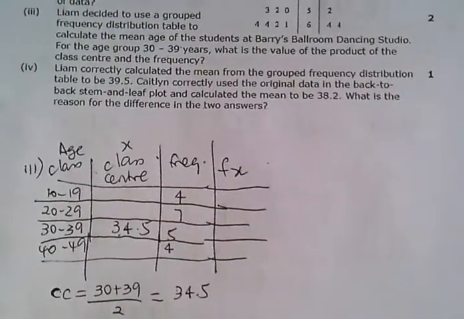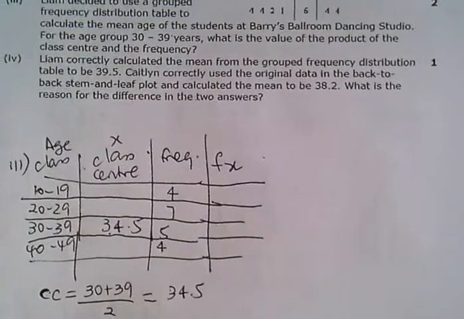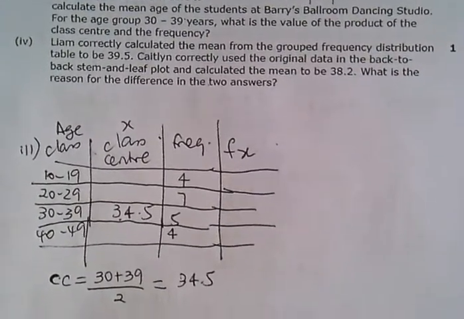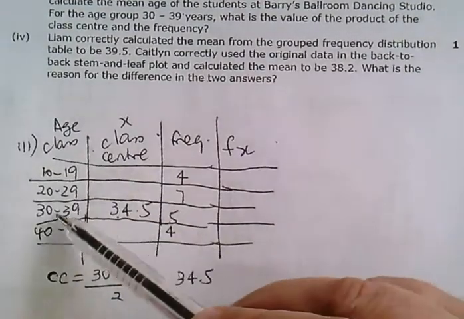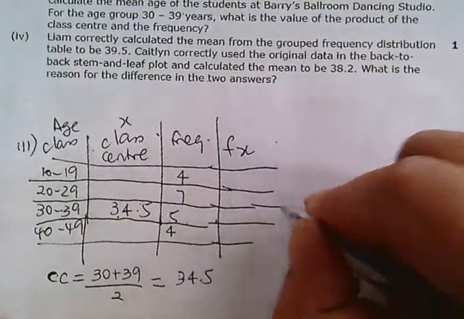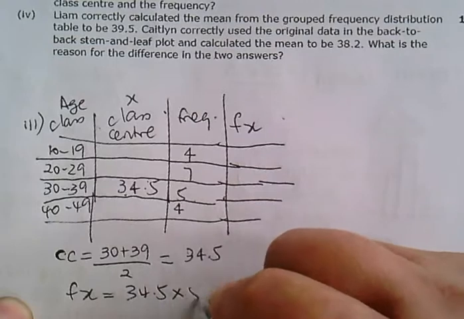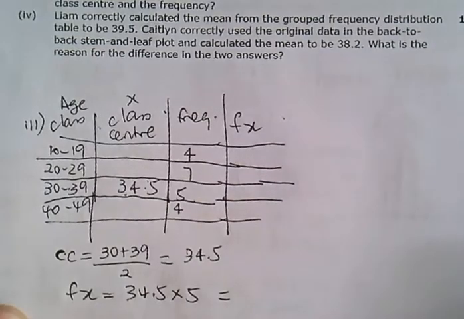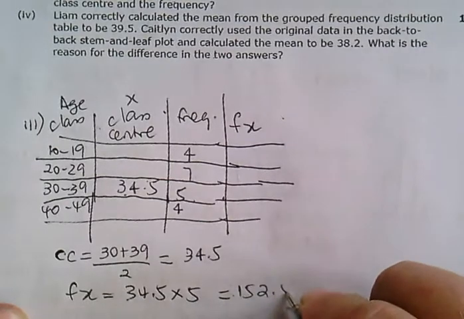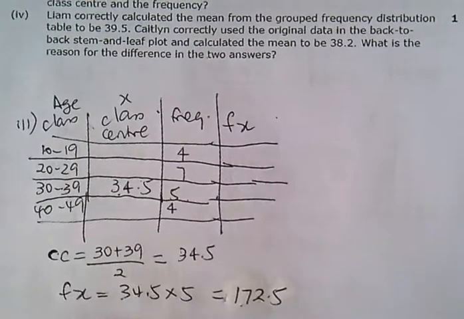It's an exam question. It would be too much work to do it all. They just want to see if you know how to do one row of the table. So for the 30 to 39 years age group, what is the value of the product of class center and frequency? So you need to do 34.5 times 5. So FX is 34.5 times 5. Are we okay? Can someone work that out? 172.5. That's the value of FX.